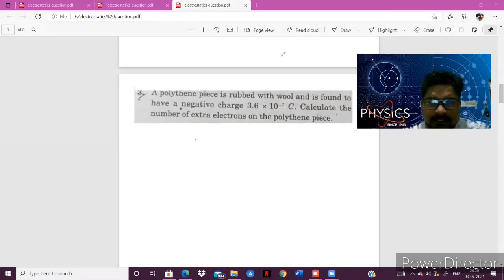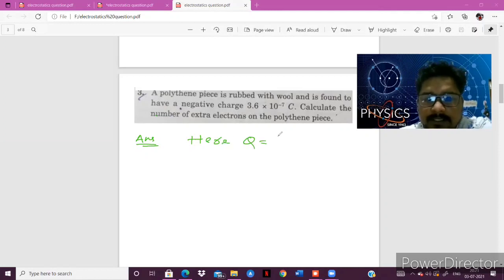The first one is: a polythene piece is rubbed with wool and is found to have a negative charge of 3.6 into 10 to the power minus 7 coulomb. Calculate the number of extra electrons on the polythene piece. So what is the answer? Here the total charge is 3.6 into 10 to the power minus 7 coulomb.